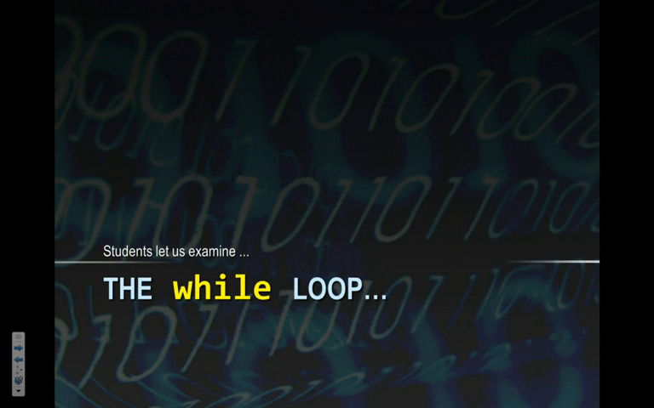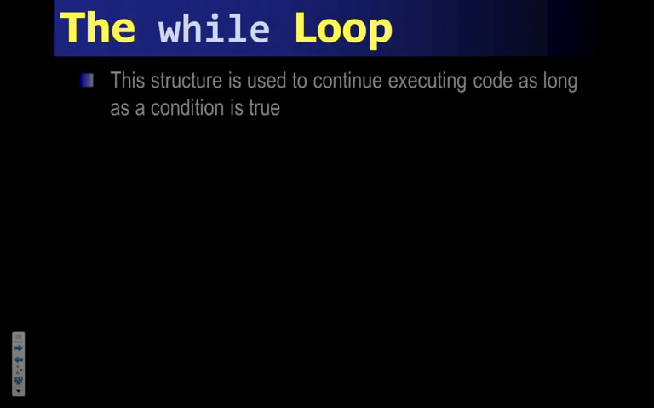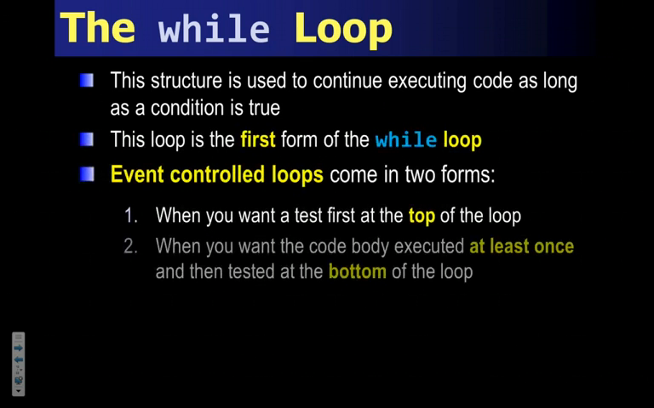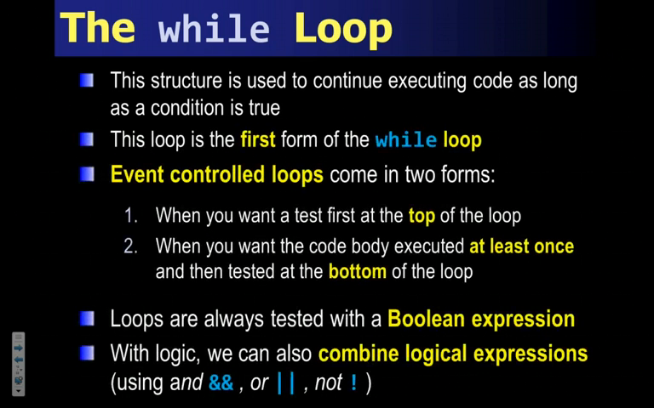The way we're going to work this in the first loop we're going to write is with what's called the while loop. So the key word that we're going to write with is the word while, okay? Now, the while loop is an event control loop, and it comes in two different formats. The first one is the one you're going to find the most common, and then the second one is a little more of a rare format. But basically, when you want to test your loop at the top of the loop, or when you want to test your loop at the bottom of the loop. And that'll make a little more sense once we start coding it.